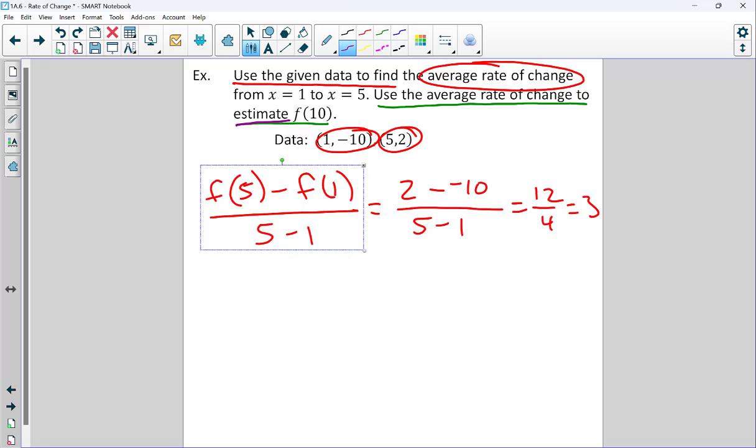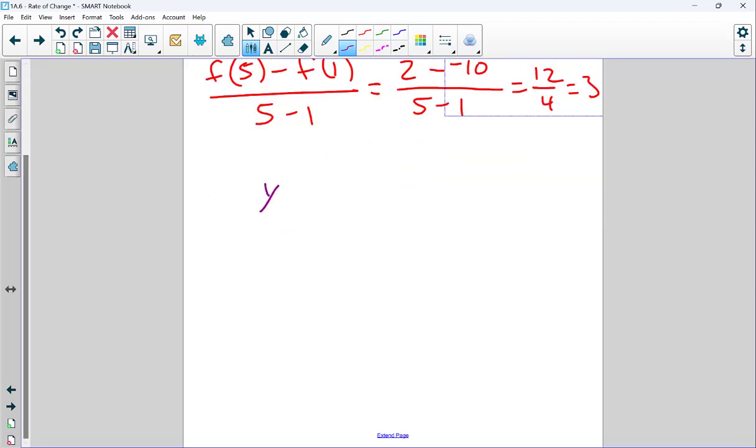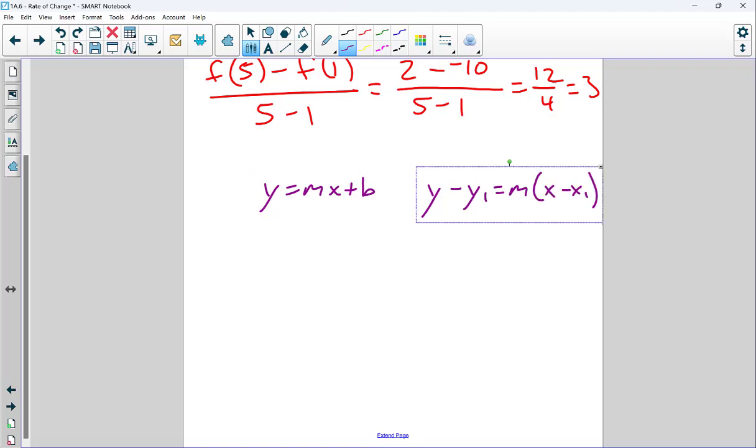What I need to do here is write an equation of a line given a point and a slope. Hopefully you remember how to write an equation of a line. Keep in mind when we're writing equations of lines, there's two main formulas that we're going to use: y equals mx plus b, and y minus y1 equals slope times x minus x1.